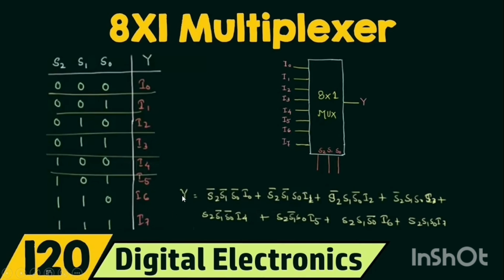So this is the overall expression for the Y output, and this is the truth table for the 8 to 1 multiplexer.